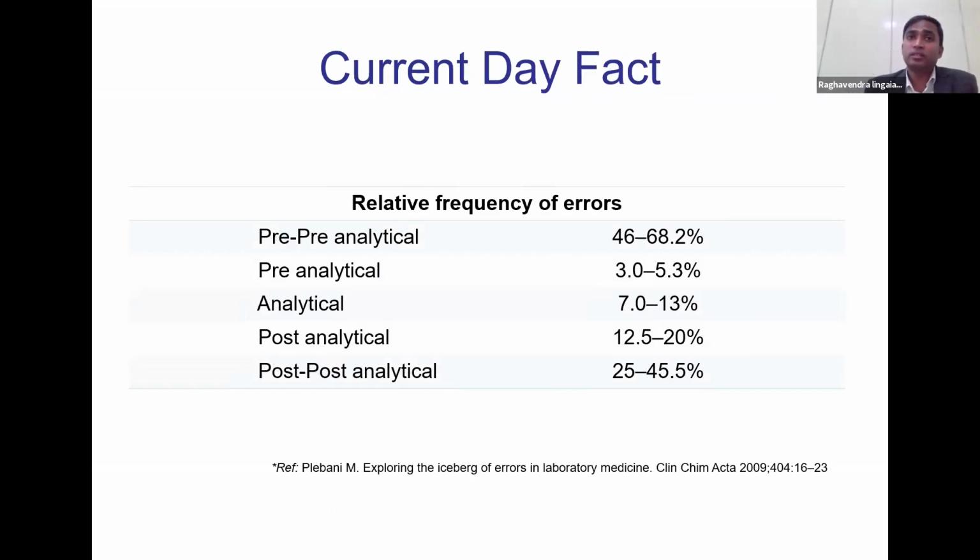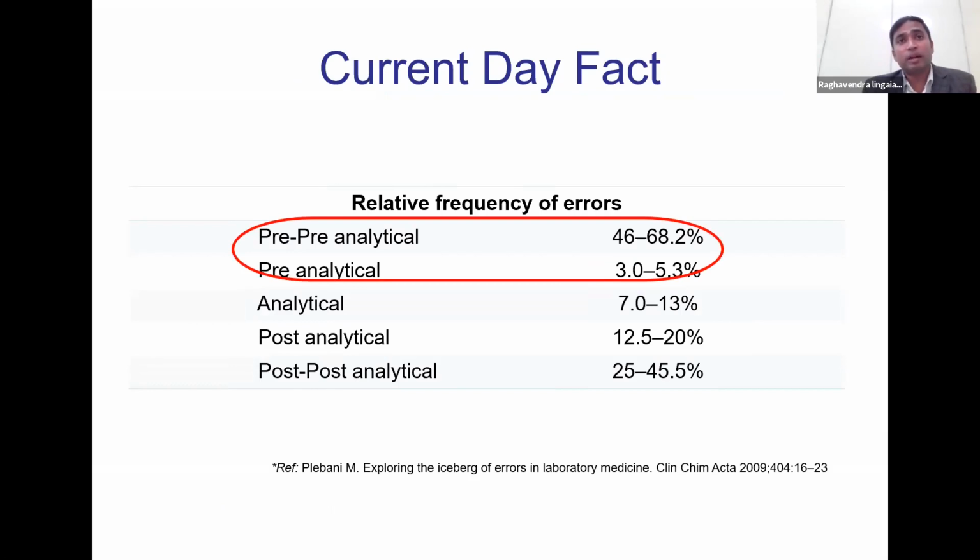So the current-day fact is that much of the laboratory errors, we think, happen in the pre-analytical phase. So it is not during the analysis, but during the sample collection, transportation, and the pre-analytical phase, which in some labs might vary according to the specimen and the test being processed. So if you can see here, more than 70 to 80% is because of the pre-analytical phase.